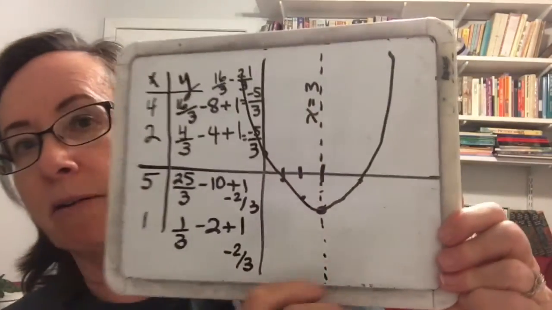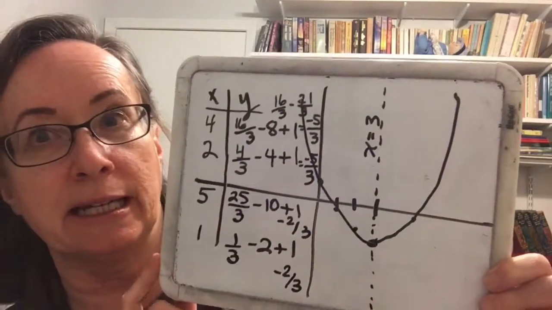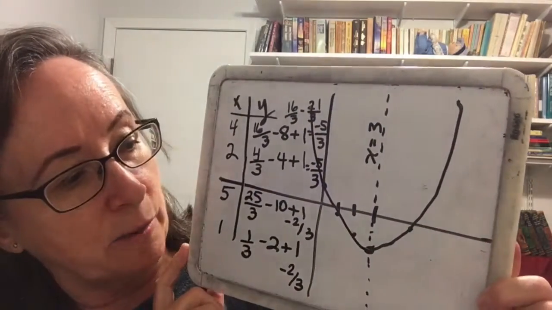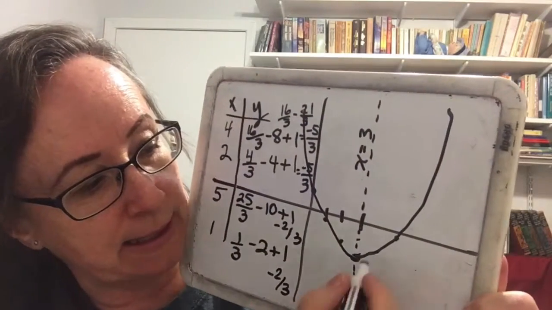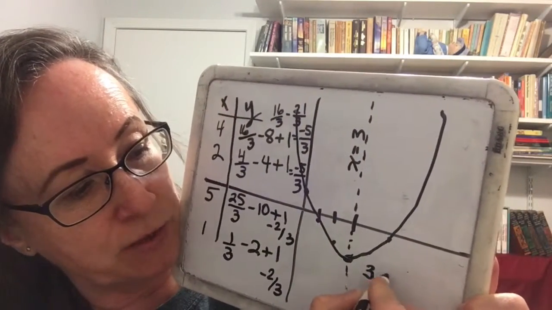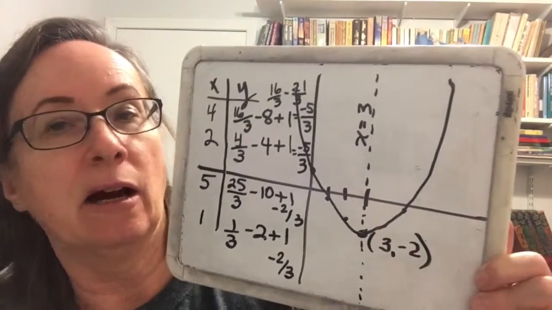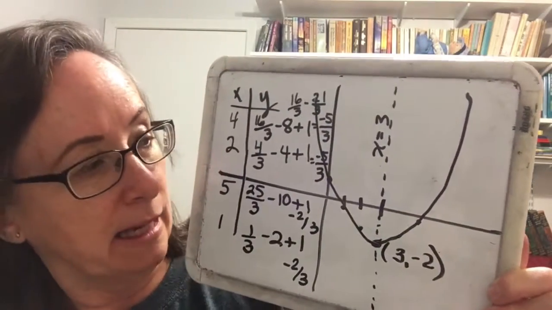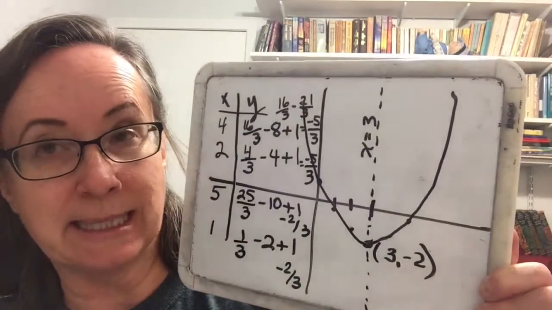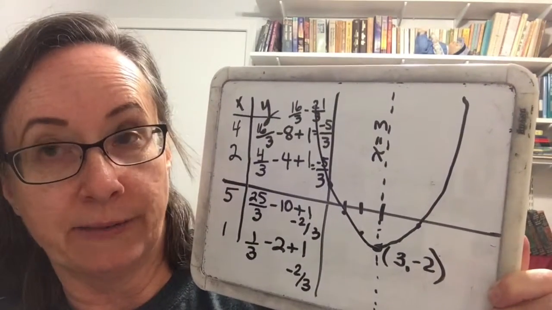So what I did is I put the graph on the right here, but on the left I calculated some points. So basically I knew where my vertex is. My vertex is at 3, negative 2. And then I knew that I had symmetry on each side of that x is equal to 3 line. And so I chose points equidistant from 3 on the x-axis.